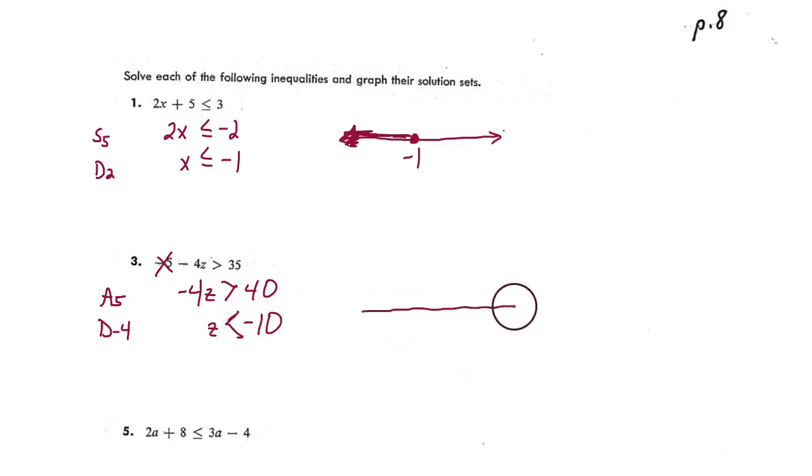Now we can graph that. We need an open dot because the arrow has no or equals. And again, it points to the left, so you shade to the left.